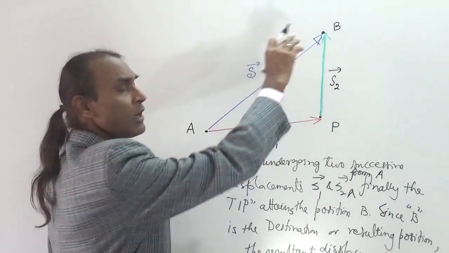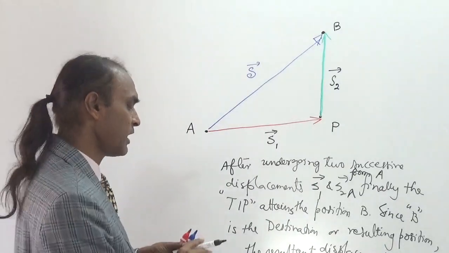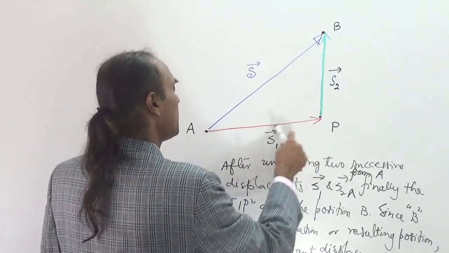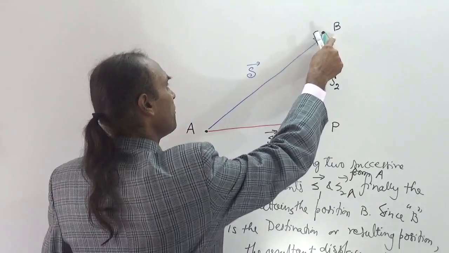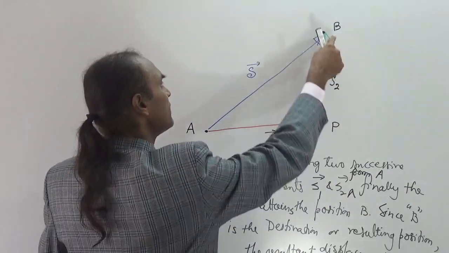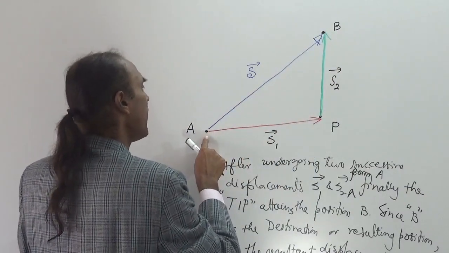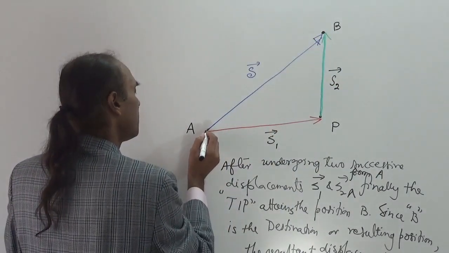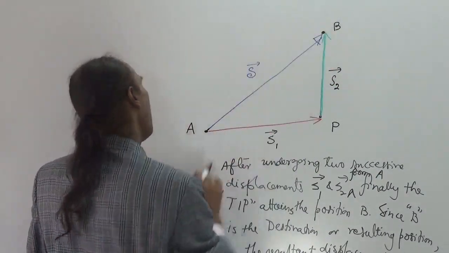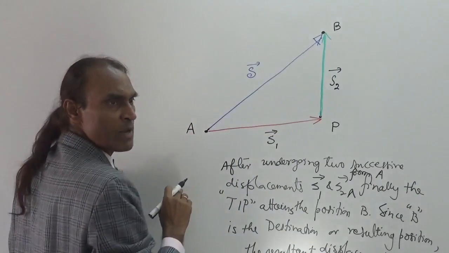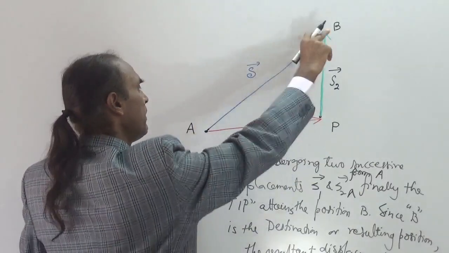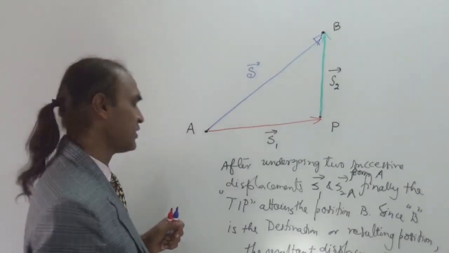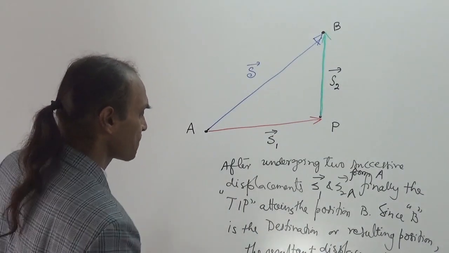This is the total physical effect, because physically you are moving the tip from A to P, undergoing a displacement S1, again from P to B, undergoing displacement S2. This is the final resulting point. This is the starting point. This is the final point. This is the initial point. This is the destination, and this is the first point. This is the second point. So this is the resultant displacement: the shortest distance between A and B, directed from the initial to the final position.